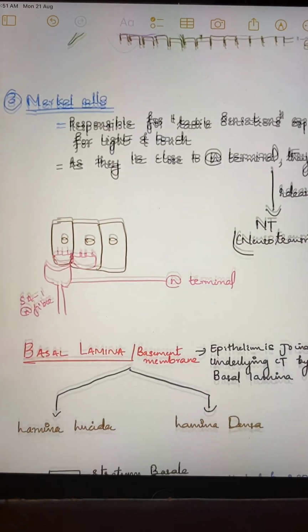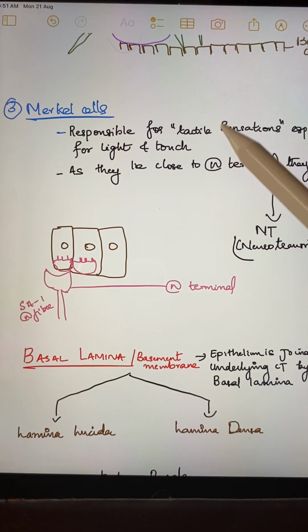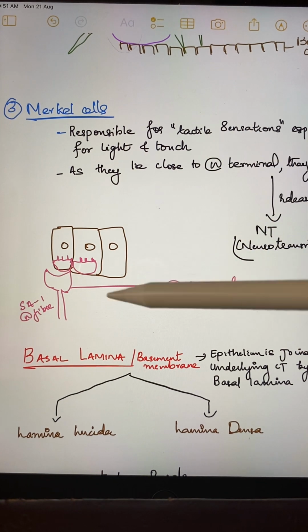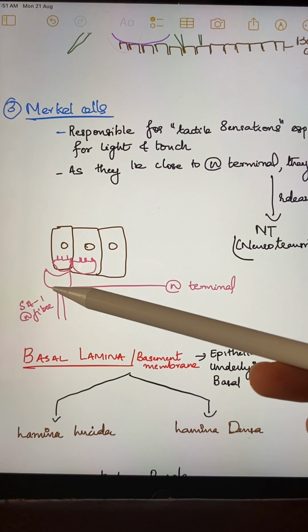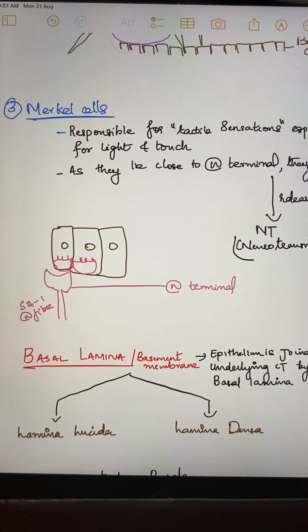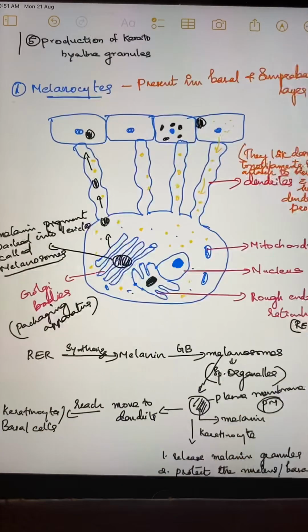And next is the Merkel cell. This Merkel cell is responsible for tactile sensation, especially light touch. As they lie close to the nerve terminal, they release certain neurotransmitters. So this is the keratinocyte and non-keratinocyte.